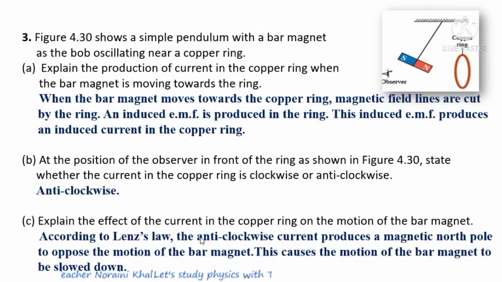Explain the effect of the current in the copper ring on the motion of the magnet. According to Lenz's law, the anti-clockwise current produces a magnetic north pole to oppose the motion of the bar magnet. This causes the motion of the bar magnet to be slowed down because there is a repel force. When the bar magnet moves towards the ring, a repel force is produced that tries to repel the magnet. Thus, the motion of the bar magnet will be slowed down.